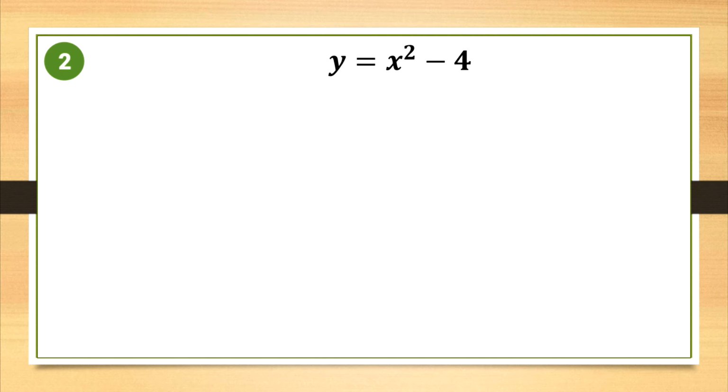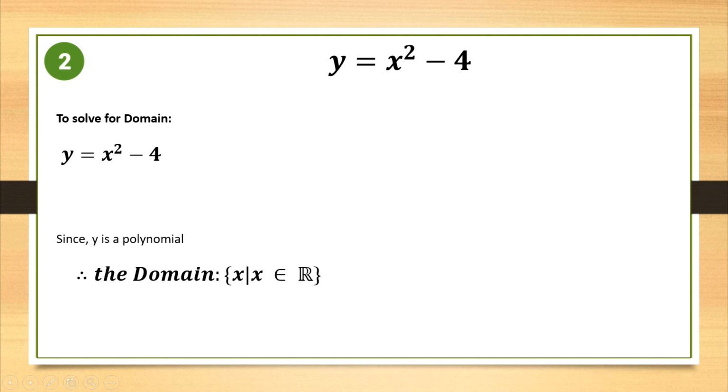Number 2. y equals x squared minus 4. To find the domain, solve for y. Since y equals x squared minus 4 is already expressed for y in terms of x, and it is polynomial, we can conclude that our domain is x is a set of all real numbers.